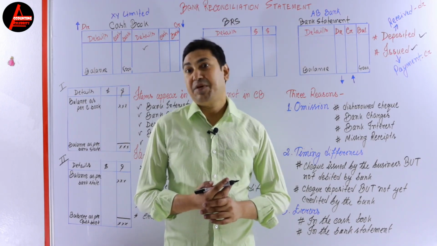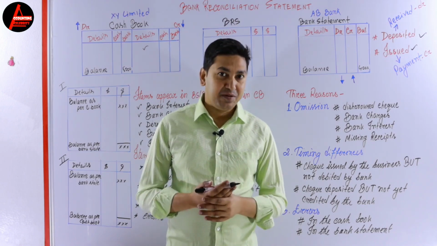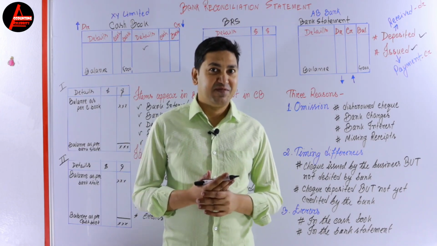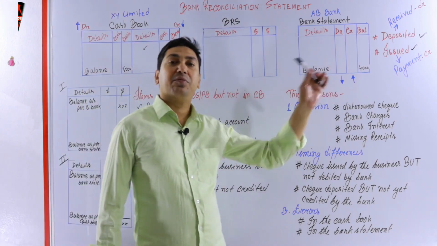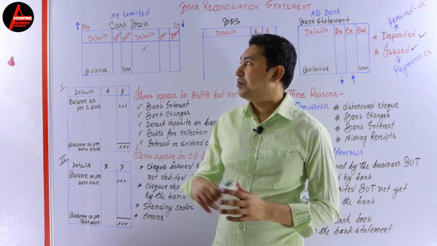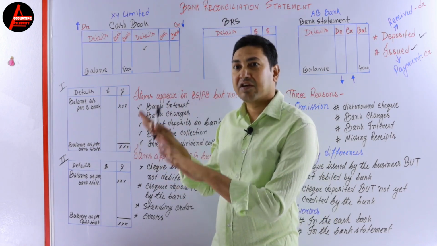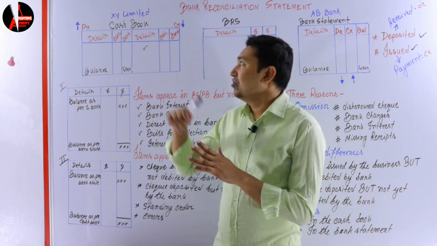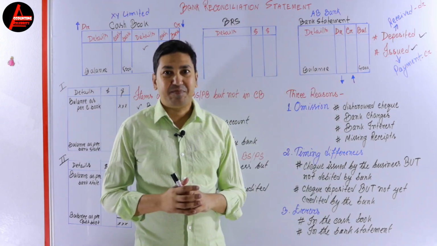But why does a business prepare this bank reconciliation statement? Answer is simple: match up. What to match up? You might be wondering. Yes, match up the balance of the cash book to the balance of the bank statement. So who prepares the cash book? Business prepares the cash book. Business keeps all the records of cash transactions here in the cash book. Same transactions the bank records in the bank statement.